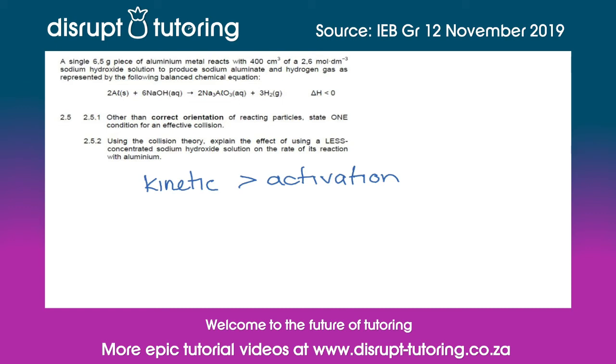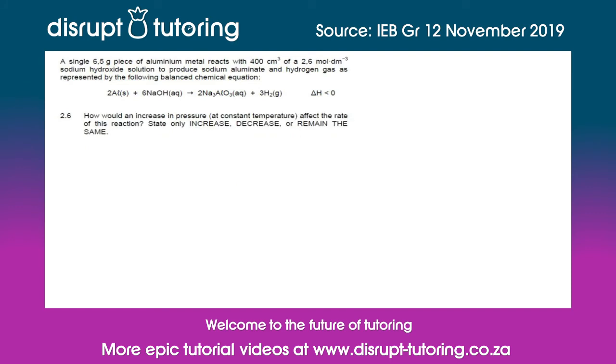Okay, so lastly, question 2.6 asks about the effect that a change in pressure at constant temperature will have on the rate of the reaction. So if we look at our reactants, we will see that they are in the form of a solid and an aqueous solution. An increase in pressure does not change the concentration of the reactants, since liquids and solids are incompressible. If the temperature remains constant and there is no change in concentration of the reactants, the reaction rate will remain the same with an increase in pressure.